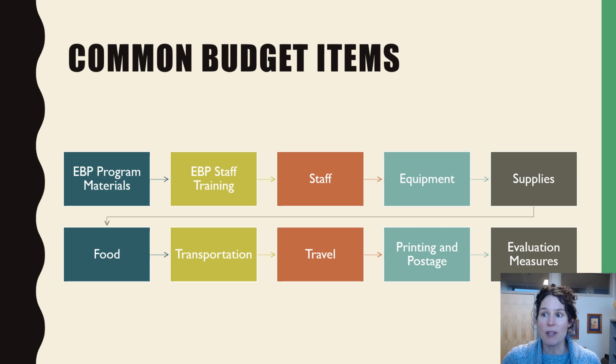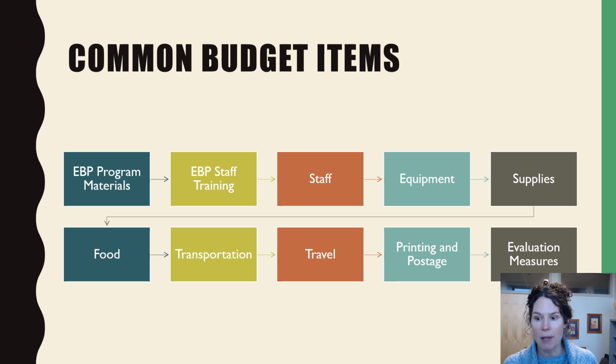Let me just orient you to some common things that you might have in your budget. You would have the cost of the evidence-based program materials, like maybe workbooks or videos that you need to purchase. Then you would have the costs associated with the evidence-based training for your staff, and I'll say more about that. Then you're going to have costs associated with your staff. You may have equipment or you may not, things like iPads or other things like that, or supplies, which might be like paper, printing.